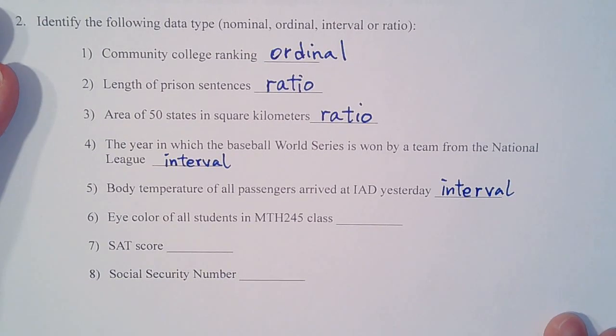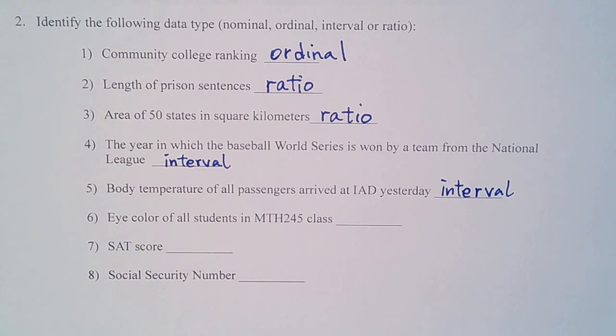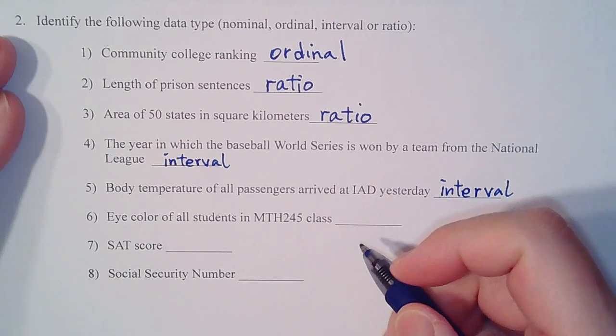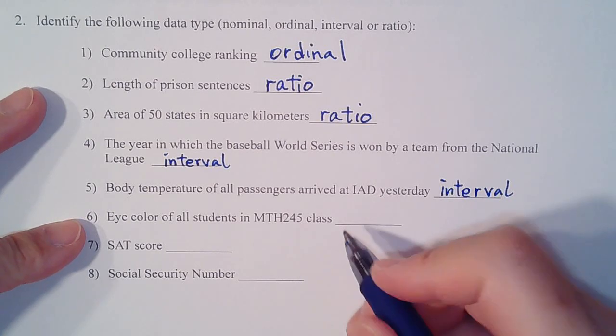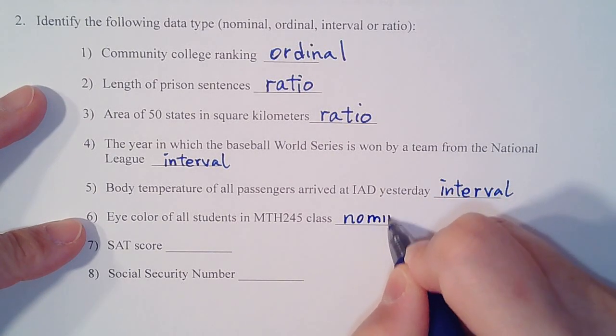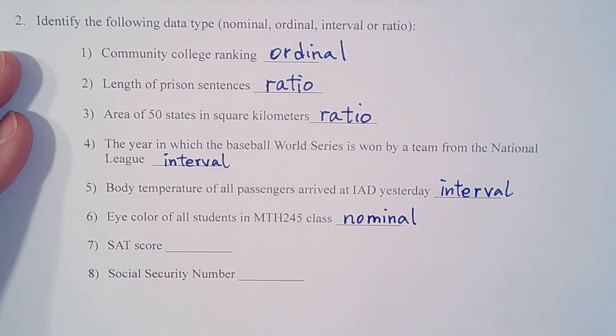Next, eye color of all students in the MTH 245 class could be black, brown, blue. I didn't pay attention to that, but eye color comes as nominal. No order, right? It just labels. Even if you call black 1 and brown 2, it's still nominal.